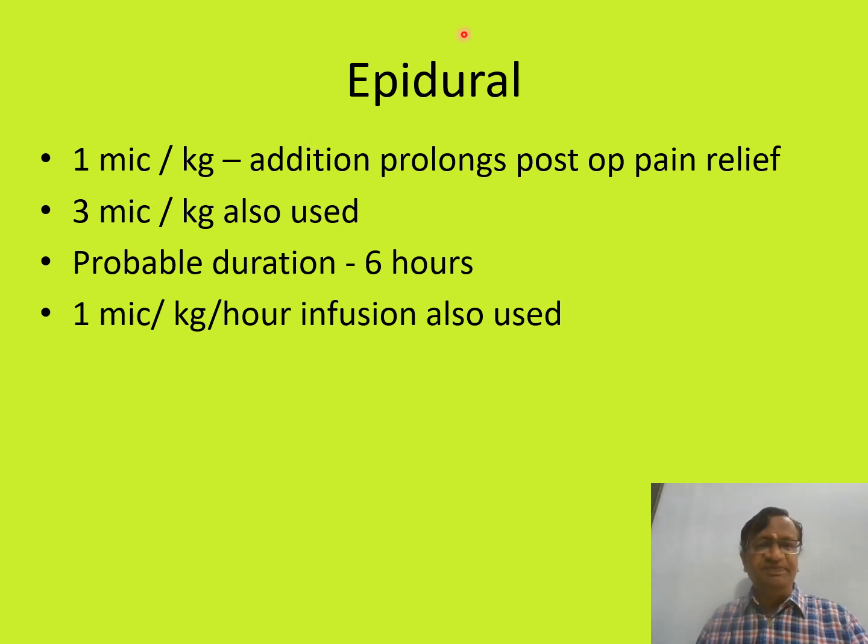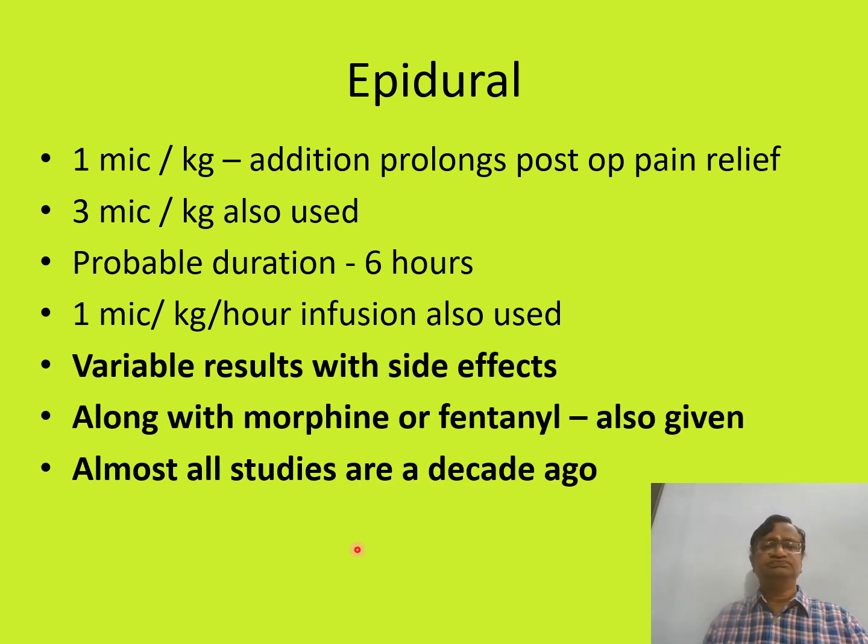1 mic per kg in epidurals, even 3 mics per kg is used. 1 mic per kg per hour infusion in epidurals, so 50 mics epidural infusion for 1 hour. There are variable results, and the biggest advantage is we can use fentanyl and then use clonidine next time. That is one advantage, because both are different drugs. It acts through opioid, it acts through alpha 2. So that is also possible.